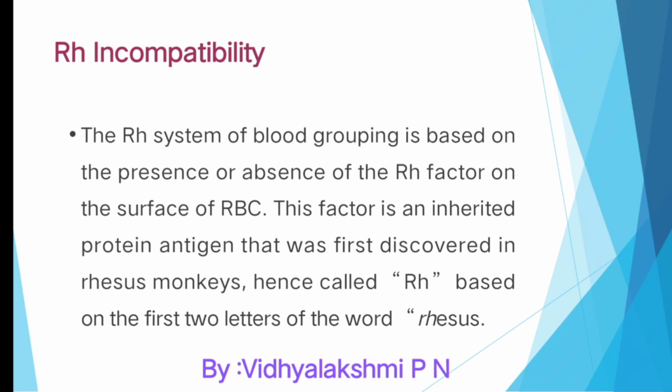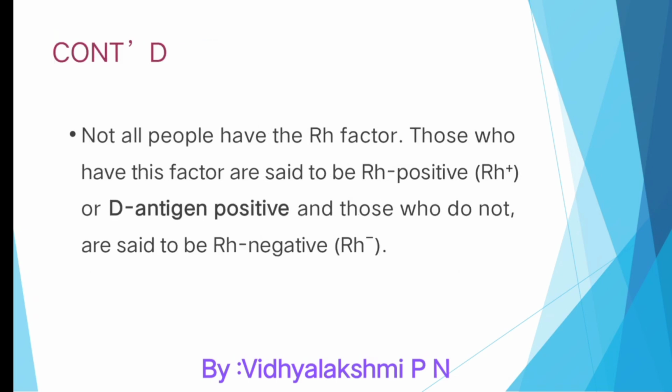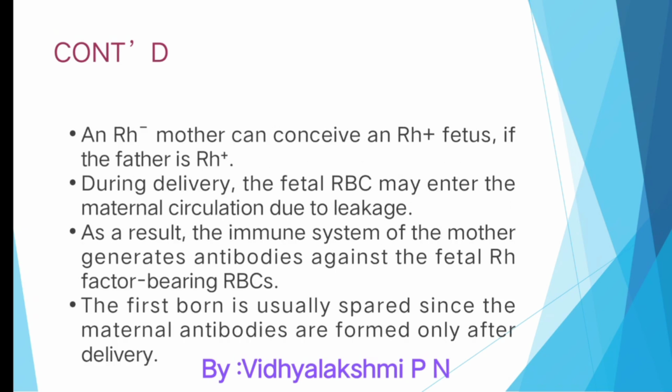The Rh factor is an inherited protein antigen that was first discovered in rhesus monkeys. Hence, it is named Rh, based on the first two letters of the word rhesus. Not all people have the Rh factor. Those who have this factor are said to be Rh positive or D antigen positive, and those who do not are said to be Rh negative. An Rh negative mother can conceive an Rh positive fetus if the father is Rh positive.